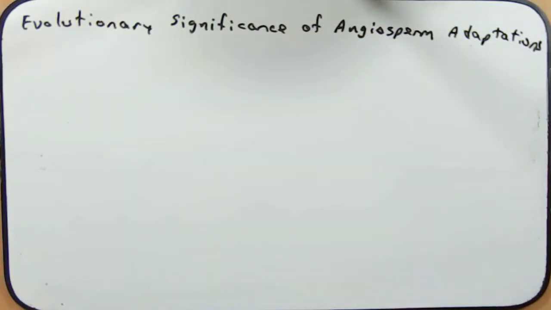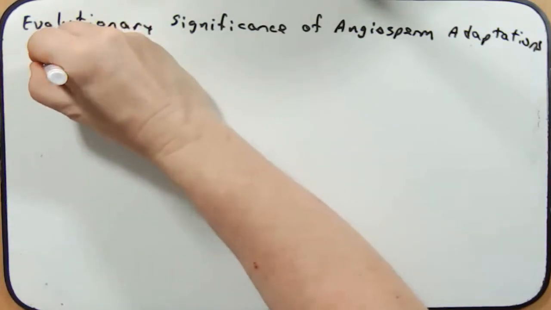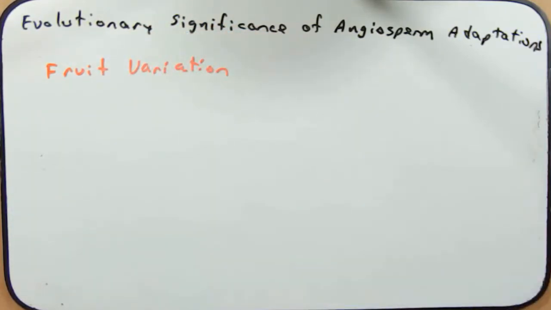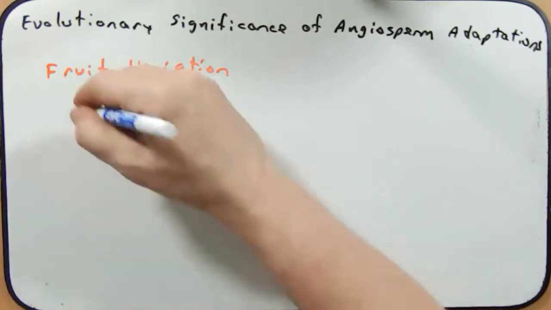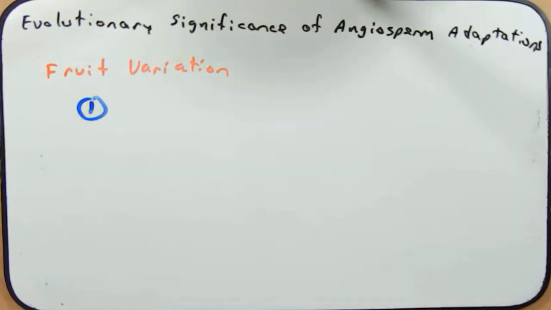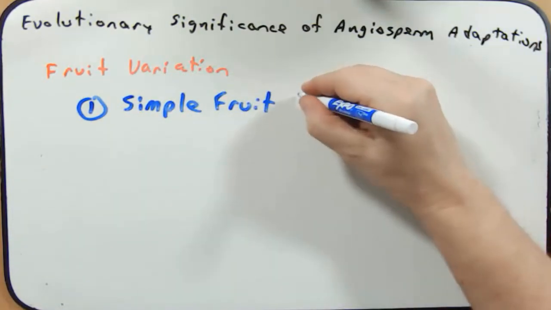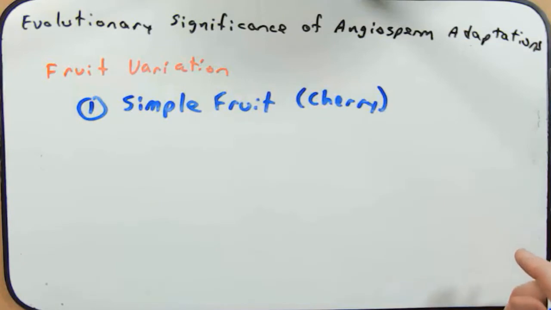With 300,000 different species of angiosperms, it's not going to be surprising for you to learn that there's quite a bit of fruit variation. There's different ways you could describe the variation we see in fruits, but I want to focus on how fruits are arranged. I'm going to list them here, and then I'm going to show pictures of them. The first is a simple fruit. An example of this might be a cherry, where you have just this one fruit structure.